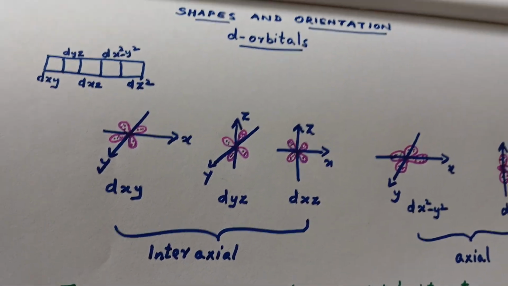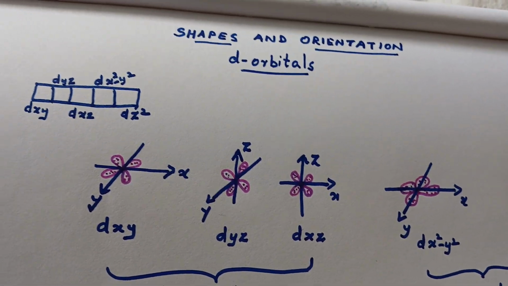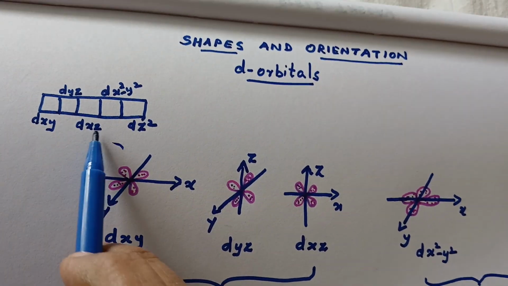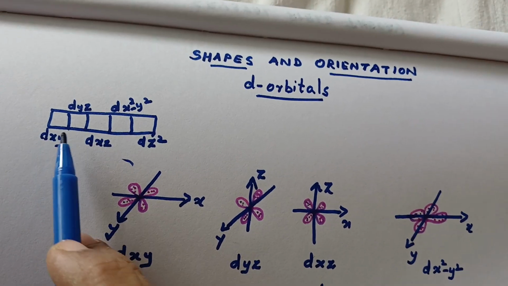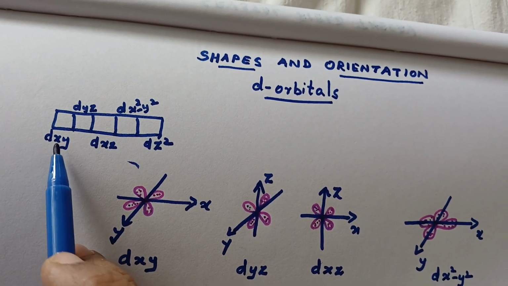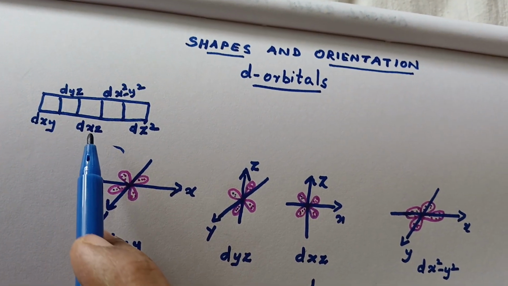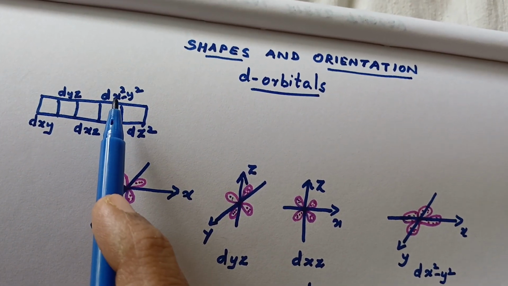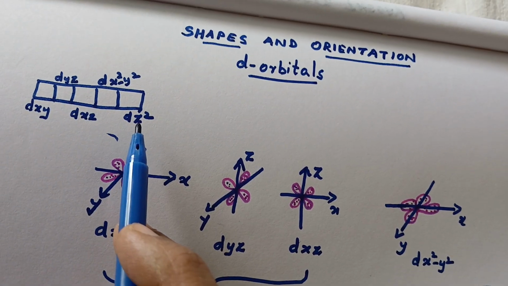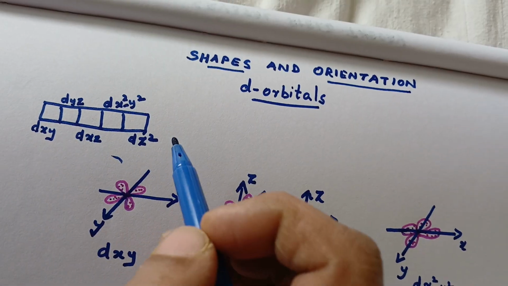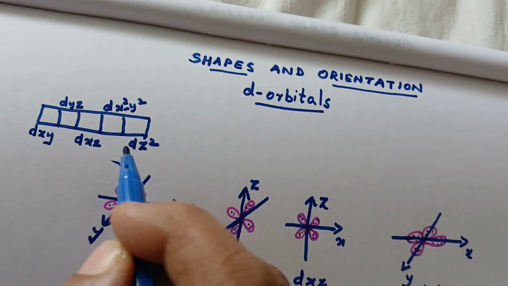Let us look at the shapes and orientation of the d orbitals. We know that there are 5 d orbitals and that they are degenerate. Their names are dxy, dyz, dxz, dx square minus y square and dz square. So these are the orbitals of the central metal atom.